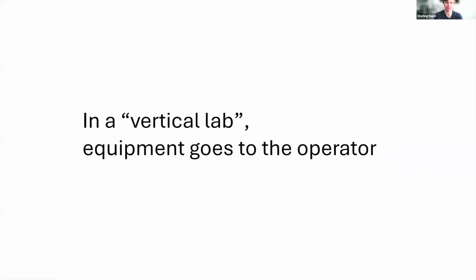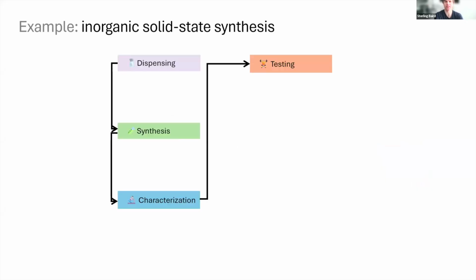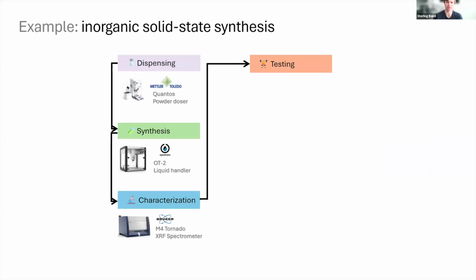So in a vertical lab, we have equipment that goes to the operator instead of the typical setting where the operator is always going to the equipment. So in an inorganic solid state synthesis setting, we might have some powder dispensing, something for doing synthesis, something for characterization, something for mechanical testing.